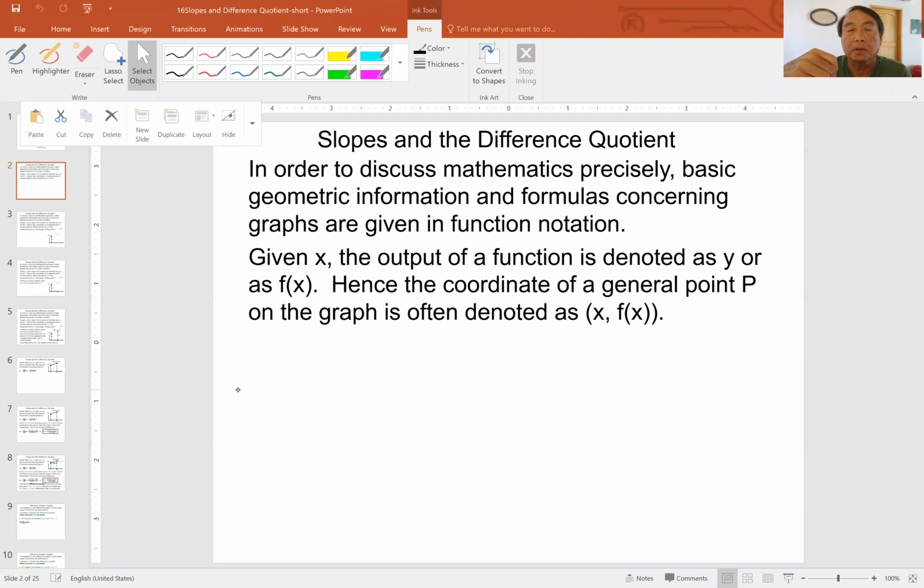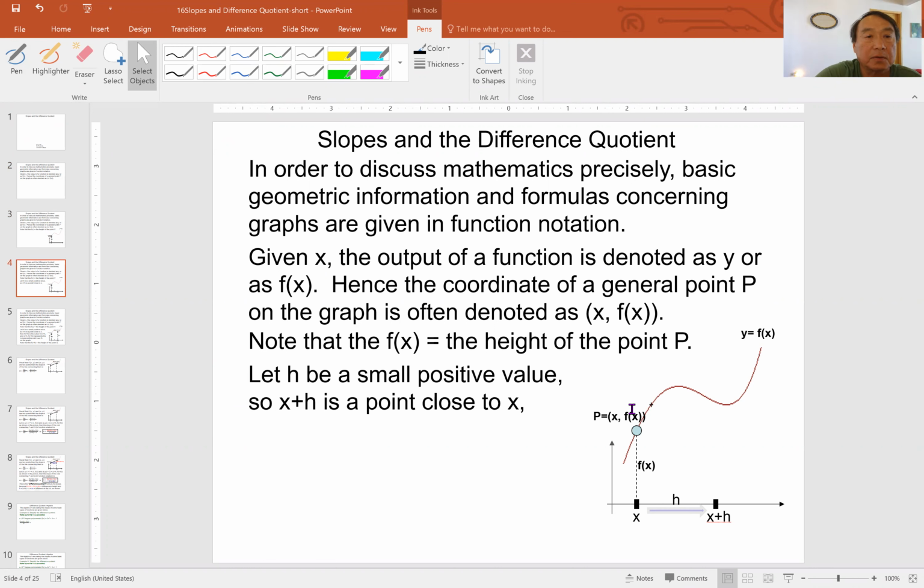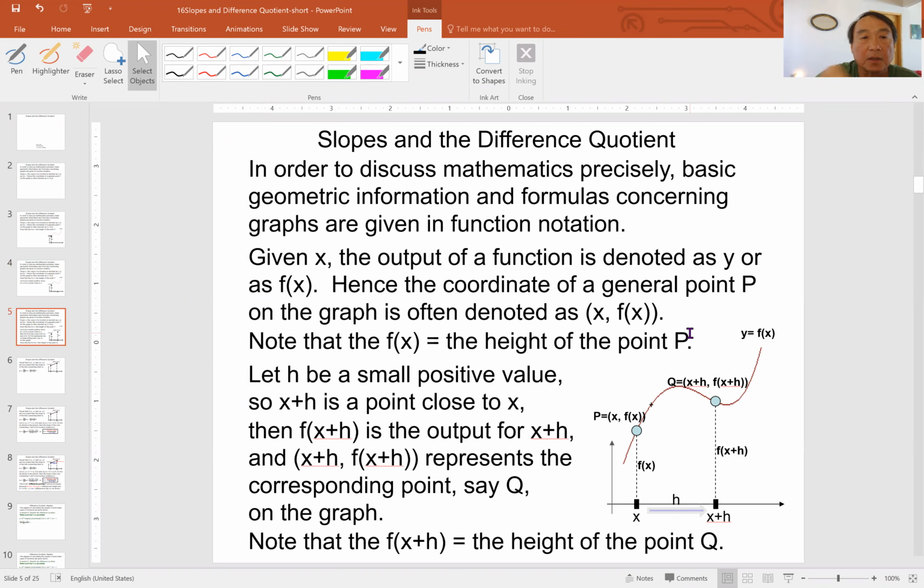We are going to change the slope formulas into function notation in the following setting, which is very important in calculus. We start out with a graph and a typical point x, and this is its coordinate. And we're going to consider a neighbor of x, x plus h, a little bit over, and of course, its coordinate is given as such.